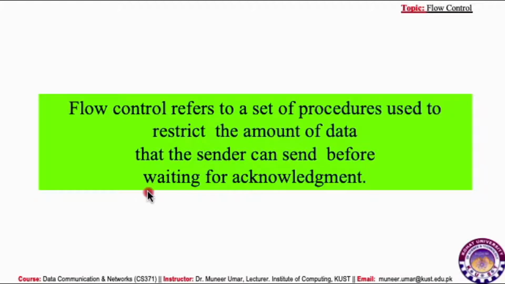If the items are produced faster than they are consumed, the consumer can be overwhelmed and may need to discard some items. We can say that if the sender is speedy and the receiver is a bit slower, then the receiver would not be able to capture all the data transmitted by the sender.